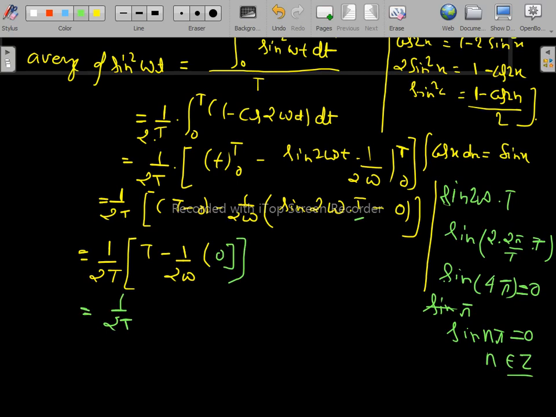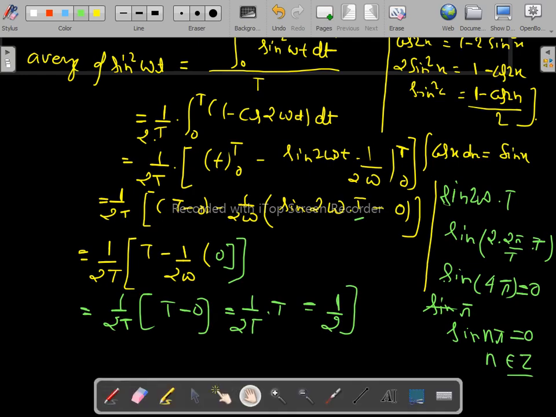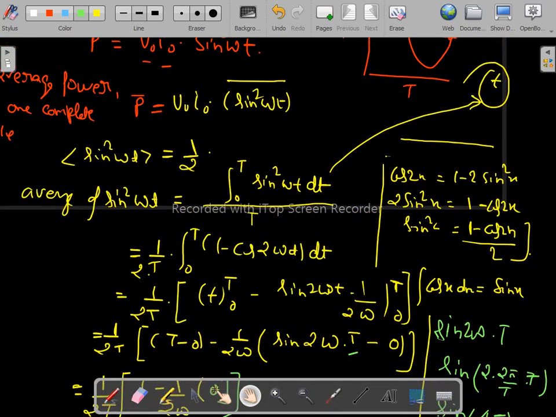Now this is 1 upon 2T, and this is capital T, minus 0, and this is 1 upon 2T, and this is T, and T will cancel out. So finally we will get 1 upon 2 only. So this was the result which we had to calculate, but we will not mention this process here, and we will simply directly make use of the fact that the average value of sine square omega t is 1 by 2.